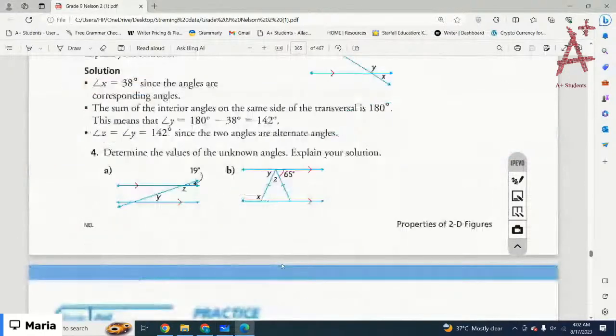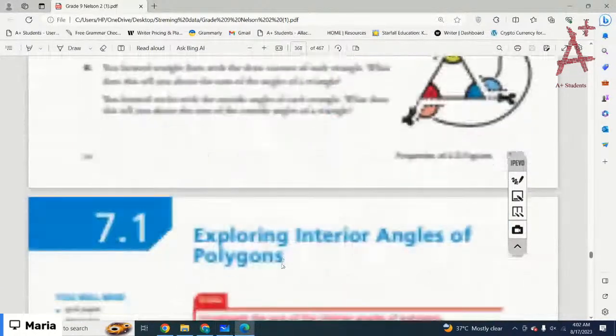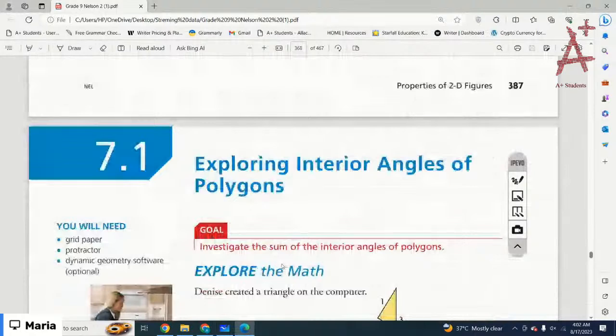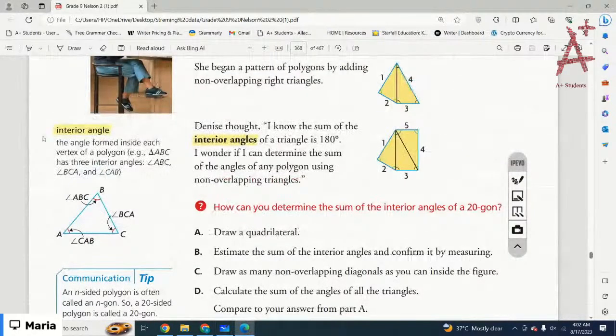We're going to start with 7.1, exploring interior angles of polygons. We're going to start with the first lesson. Let's see, what are interior angles? The angles formed inside each vertex of the polygon, right? So the interior angles are the ones formed inside each vertex of a polygon. You have three interior angles in triangle ABC: angle ABC, angle BCA, and angle CAB. These are the interior angles, right?